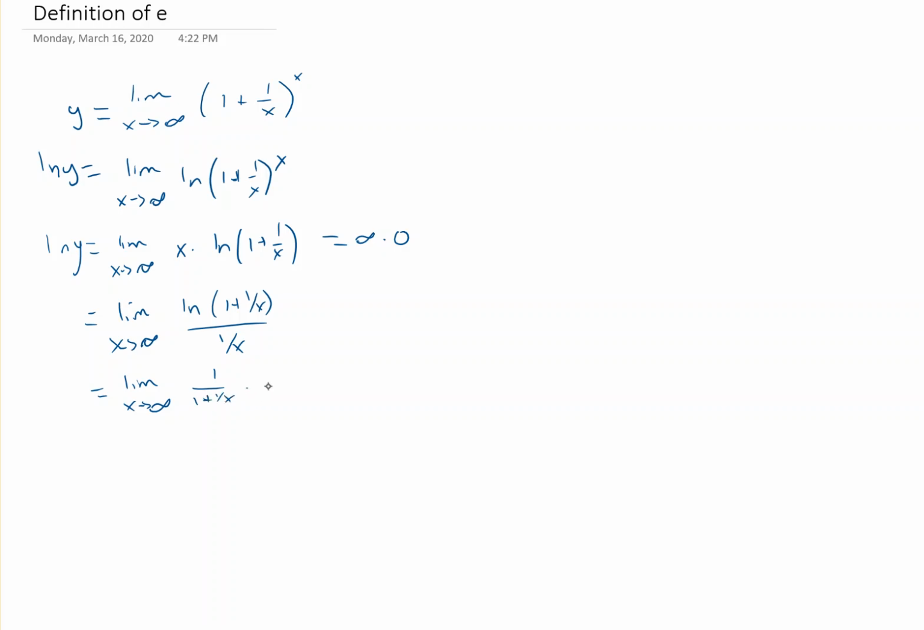Don't forget our chain rule, the derivative of x to the negative 1. Now what's in the denominator? Oh, that's convenient, isn't it? What happens when x goes to infinity? This approaches 1. Remember, this is the ln of y. So now we exponentiate both sides, and we get y equals e to the first, or e.